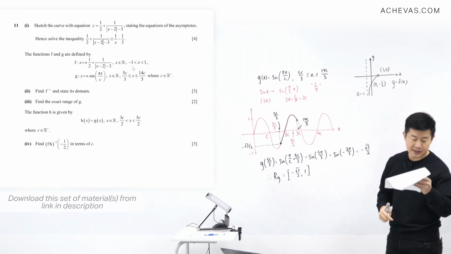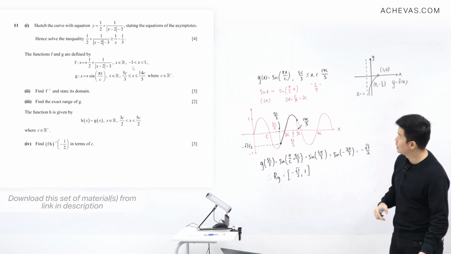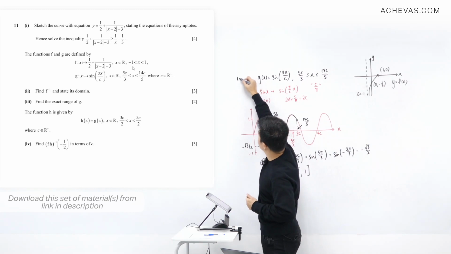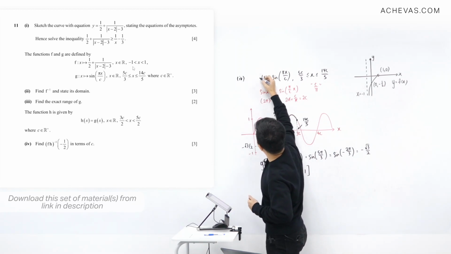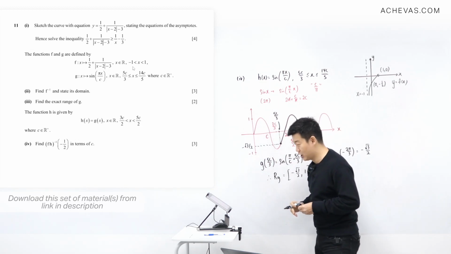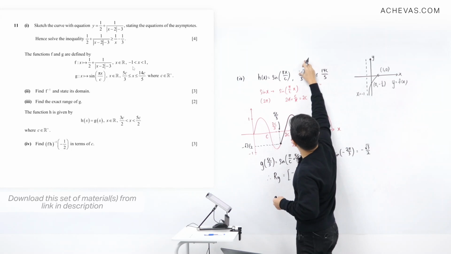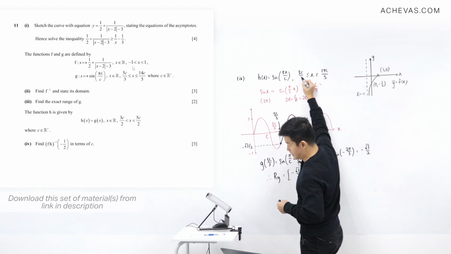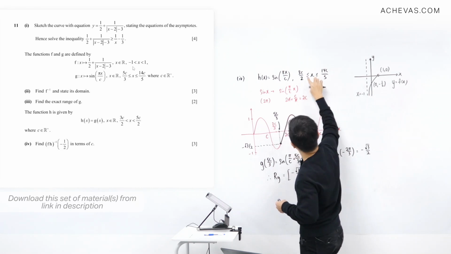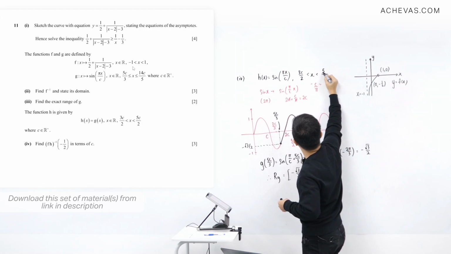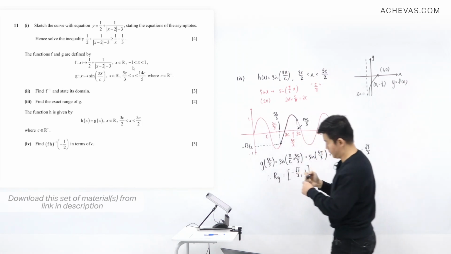Next, part 4, and we are looking at H. H is like G. Let's try part 4. Let me write it down here. So H is sort of like G, where the domain is going to be changed from 5 over 3c to 3c over 2. It is going to be strictly bigger than, and it is going to be strictly less than another one here, which is going to be this 5c over 2.